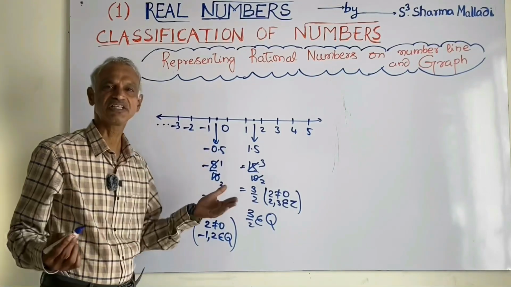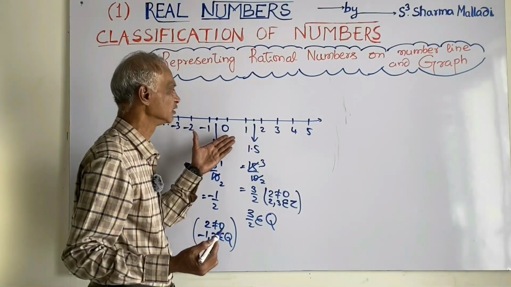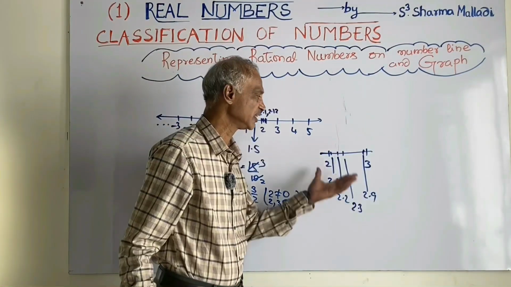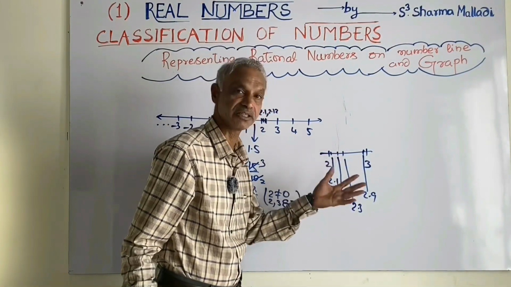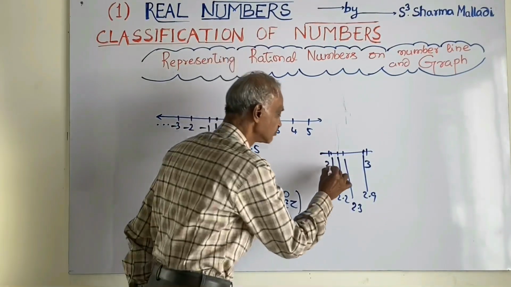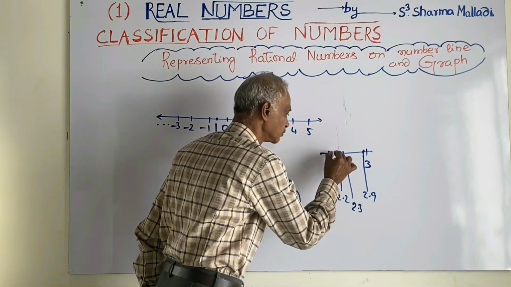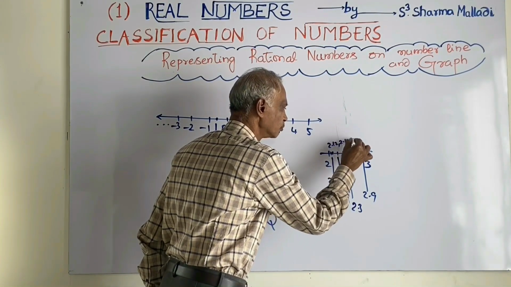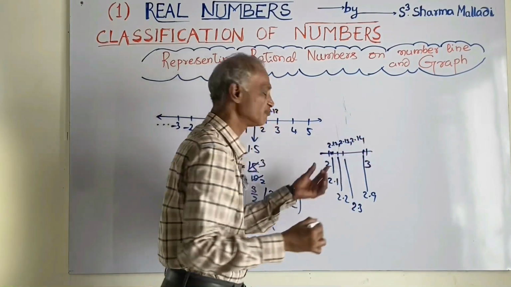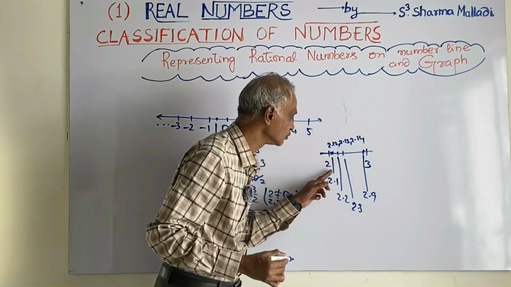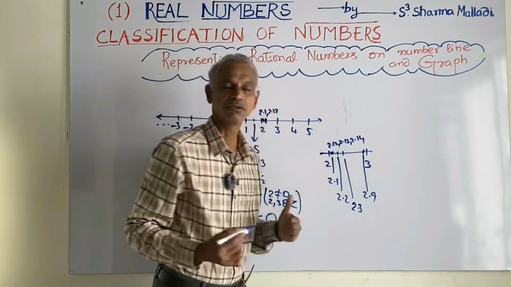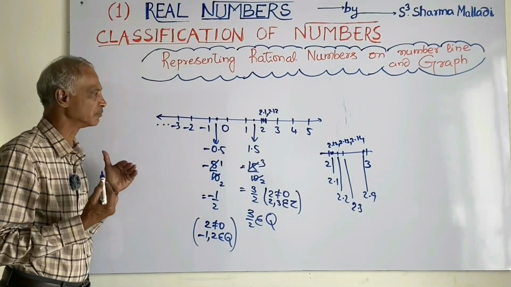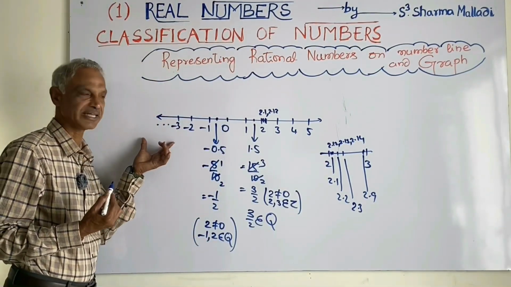There are infinite rational numbers between 1 and 2, 2 and 3. Infinite rational numbers between 2 and 3. How? You see, between 2.1 and 2.2, 2.12, 2.13, 2.14. There are infinite rational numbers between 2.1 and 2.2. Like that, there are many rational numbers on this number line.